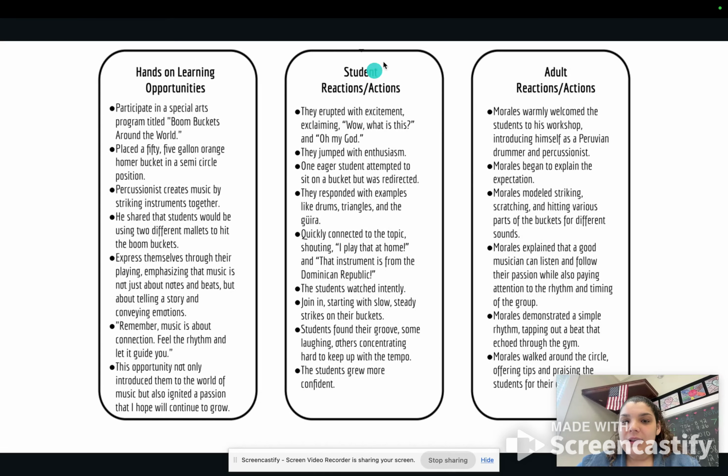So then let's look at the students' reactions here. Students erupted with excitement, exclaiming, "Wow, what is that? Oh my God." They jumped with enthusiasm. One student attempted to sit on the bucket but was redirected, right? They responded with examples like drums, triangles, and the guitarra. Quickly, students were able to connect to the topic, saying that they played these instruments at home or that they were from their home countries.